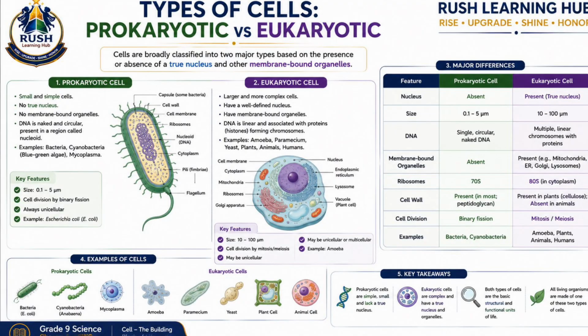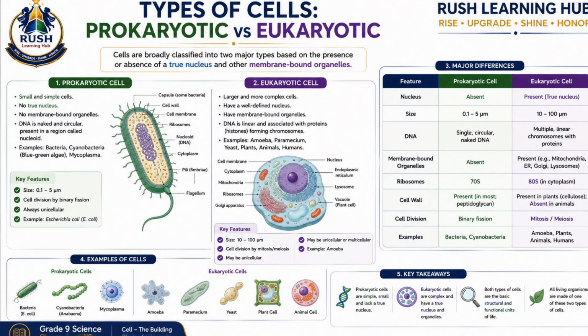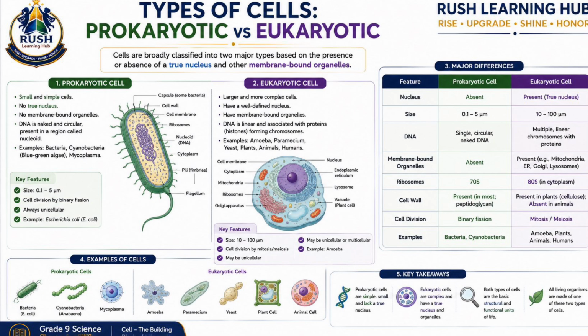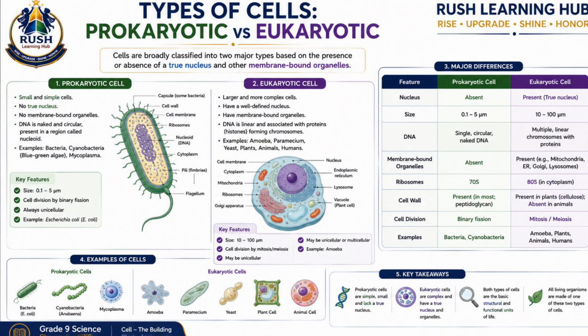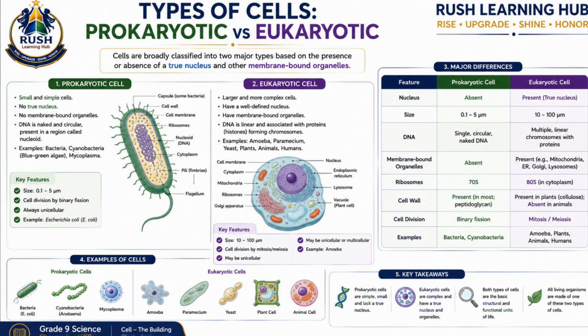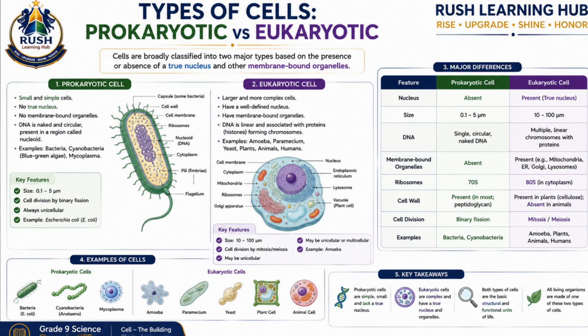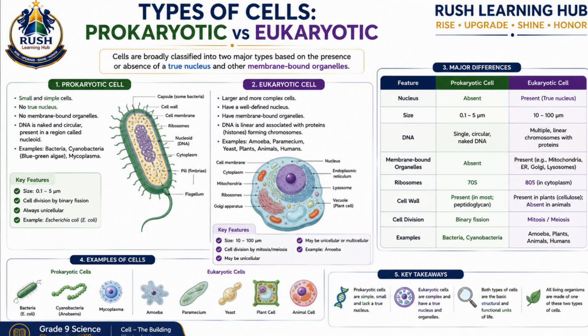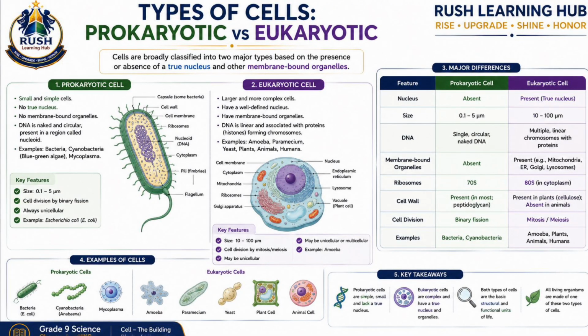The word eukaryotic comes from the Greek words eu meaning true and karyo meaning nucleus. Therefore, eukaryotic cells possess a true nucleus surrounded by a nuclear membrane. This nucleus protects and organizes the genetic material of the cell. Unlike prokaryotic cells, eukaryotic cells contain several membrane-bound organelles such as mitochondria, endoplasmic reticulum, Golgi apparatus, lysosomes, chloroplasts, and vacuoles. These organelles perform specialized functions, making eukaryotic cells more efficient and complex.